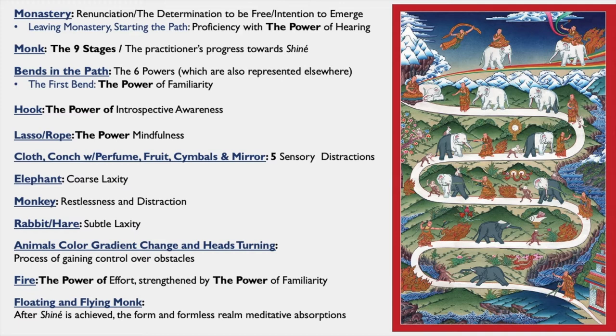At the top of the path, we have the monk next to the sleeping elephant, which is the last of the 9 stages. Then the monk who flies, representing Shine, has been achieved. We can focus on whatever we want, however we want, for as long as we want, without effort. And the body and the mind are peaceful and blissful the whole time. After that, the form and formless realm meditative concentrations are also achieved, represented by the monk riding the elephants.